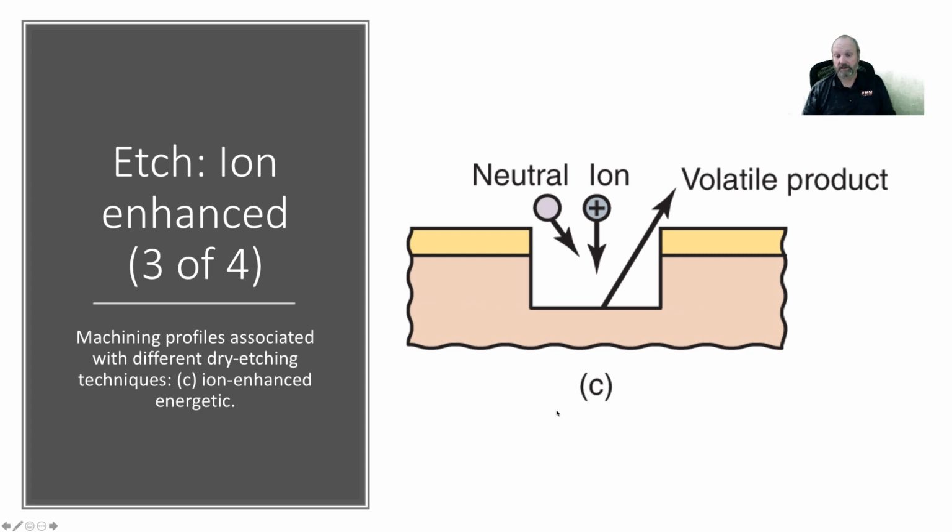Then you have ion enhanced. So this would be a combination of a chemical and an ion to produce a volatile product. You can do very directional etching with this by setting up the electric fields properly, so you can get an etch that's almost perfectly straight going down.